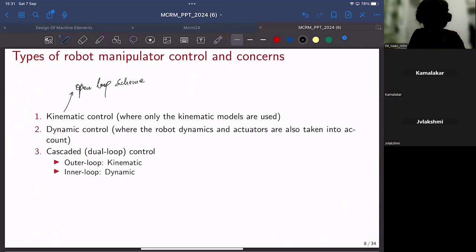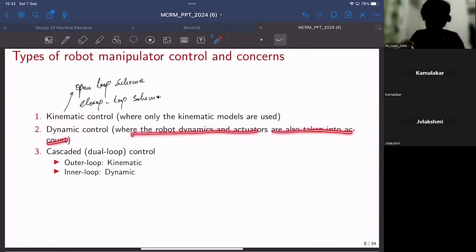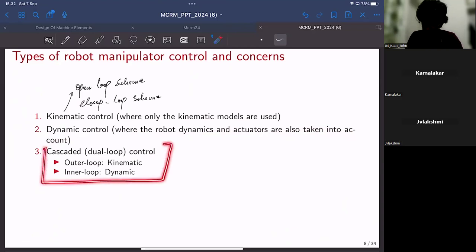You can have an open loop scheme, and you can also have a closed loop scheme for kinematic control. And in dynamic control, where the robot dynamics and the actuators are also taken into account, you also consider the effects due to inertia as the robot moves. And then we have a hybrid scheme, which is what we call a cascaded control, which has an outer kinematic loop and an inner dynamic loop.